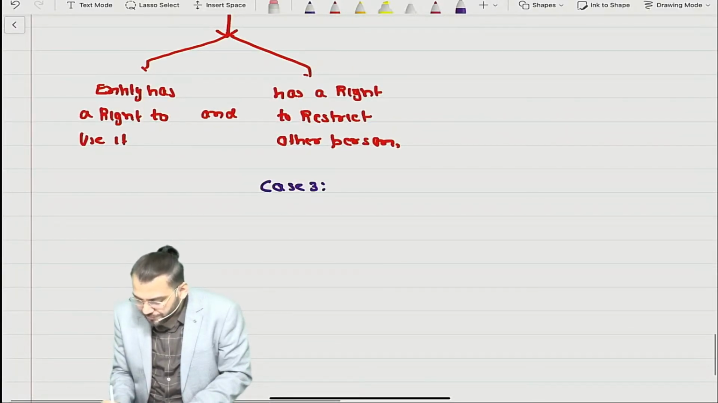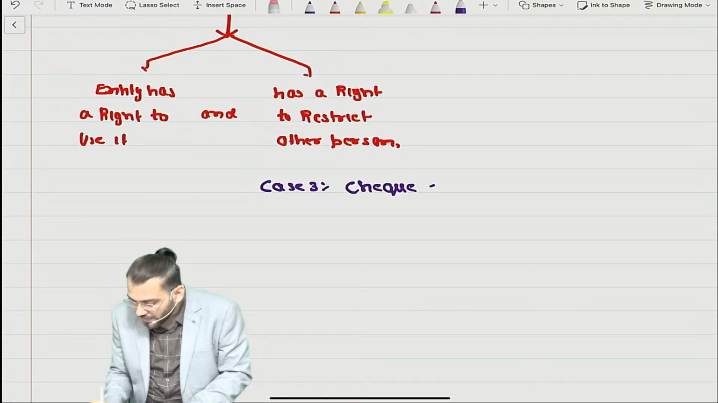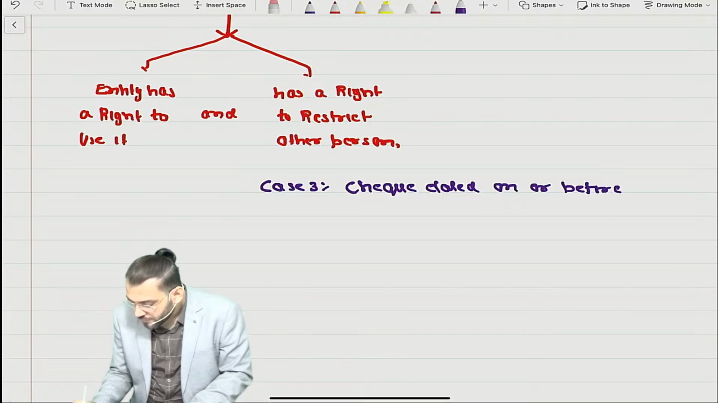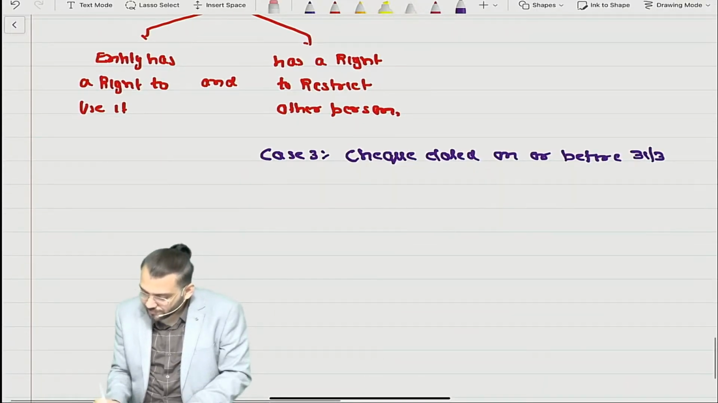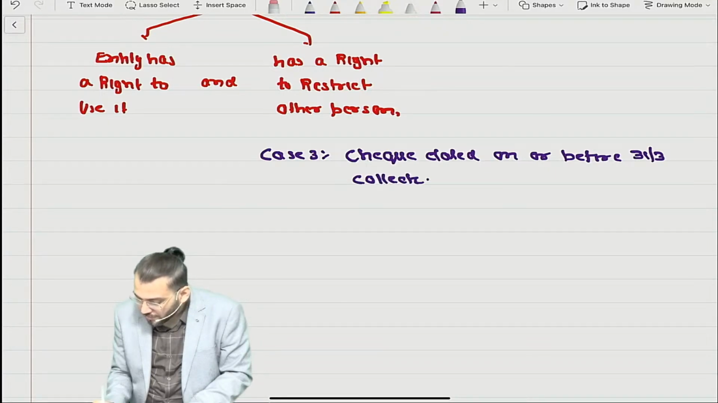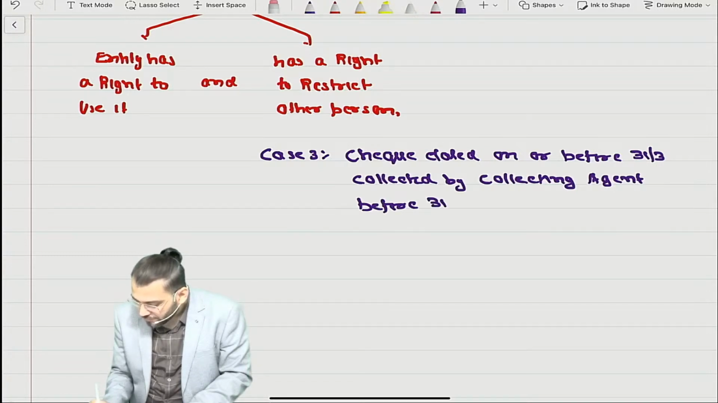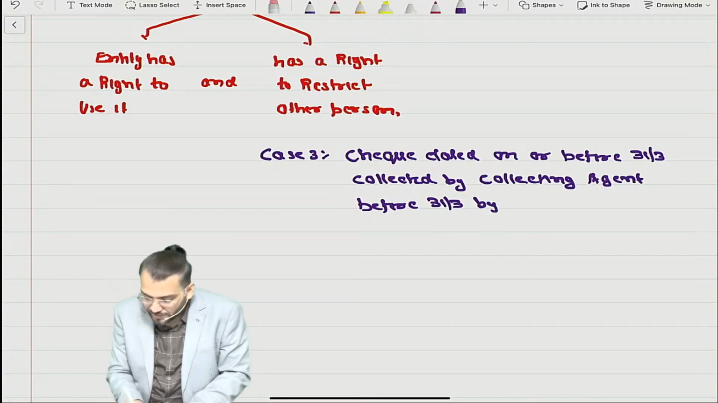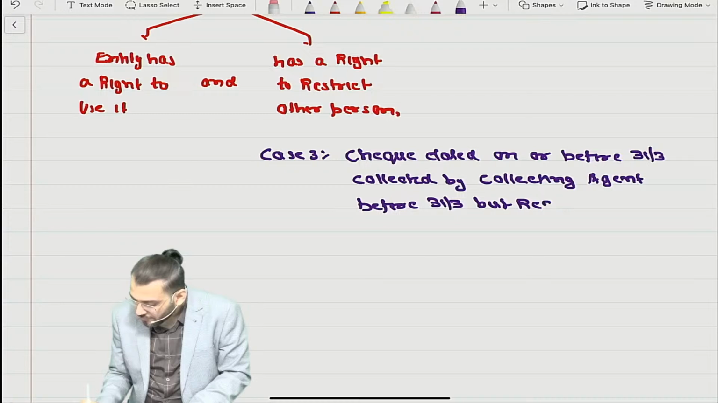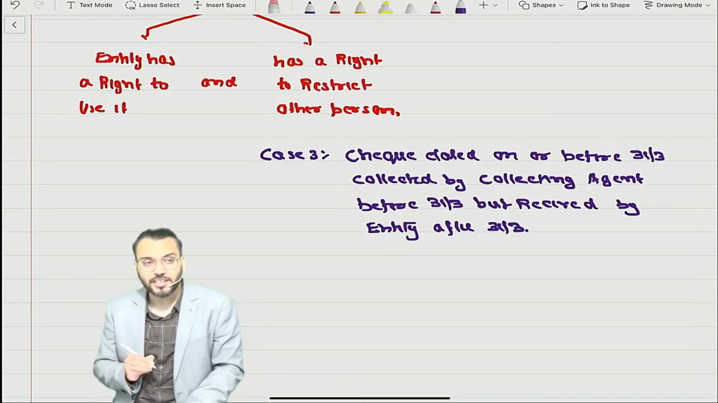One more case, case number 3. Cheque dated on or before 31st March, collected by a collecting agent before 31st March, but received by the entity after 31st March. Have you understood the case?